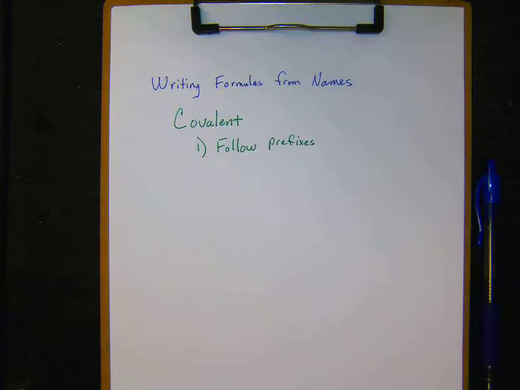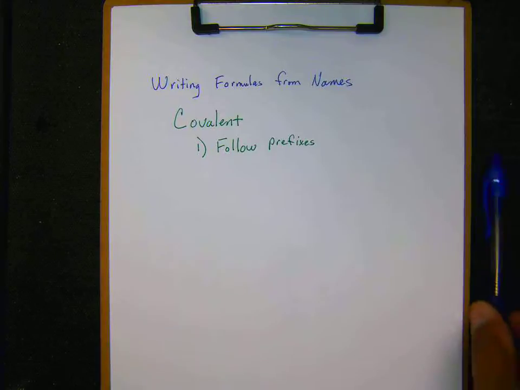So if I said diphosphorus pentoxide, how many phosphoruses are there? 2. How many oxygens? 5. So P2O5, right? So if it's got prefixes, follow them. That's it. All right. So what about the other one?